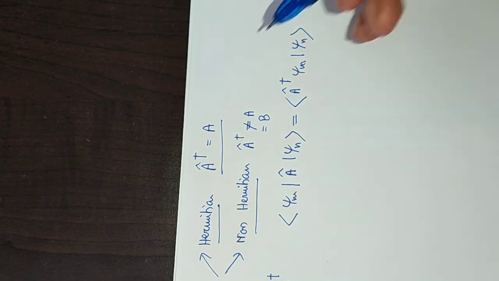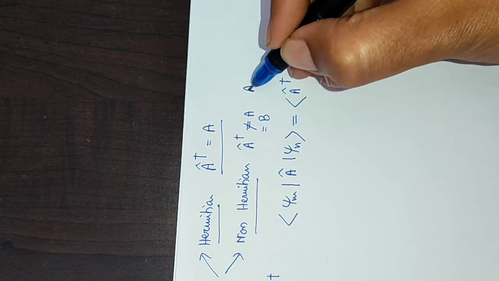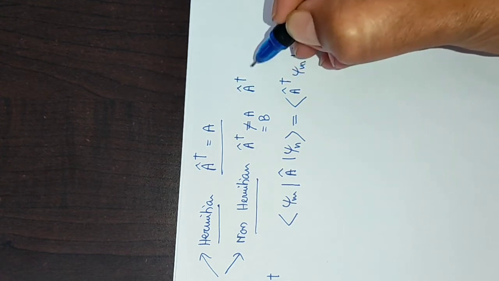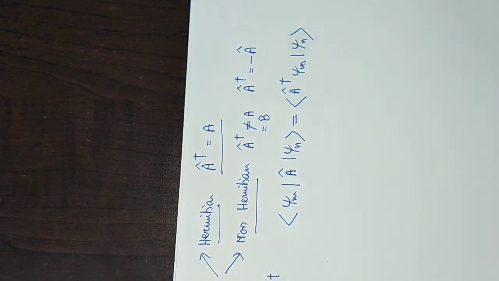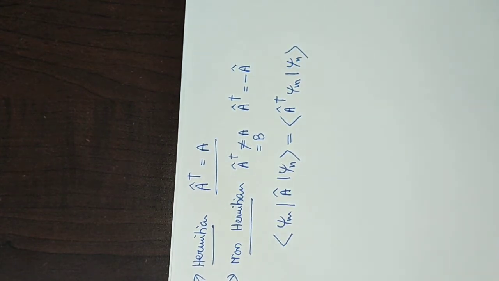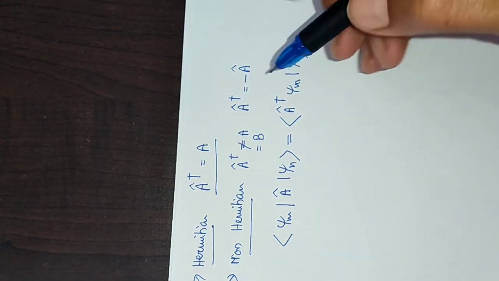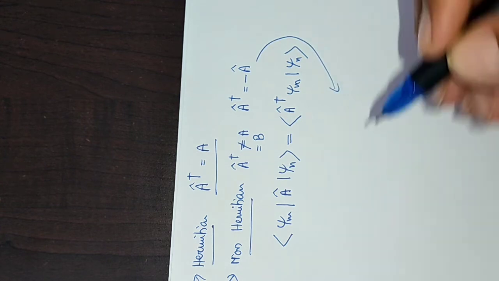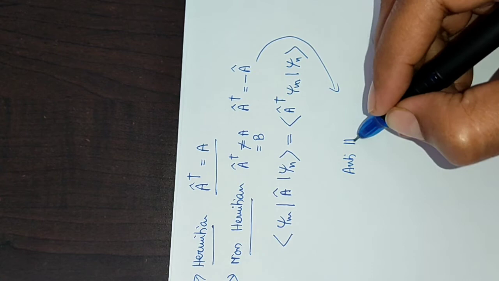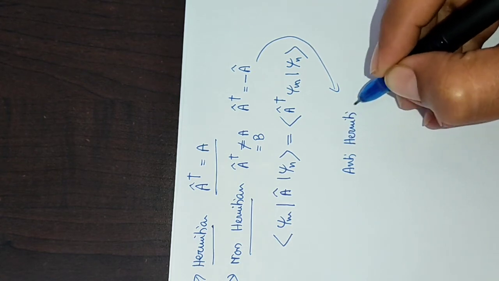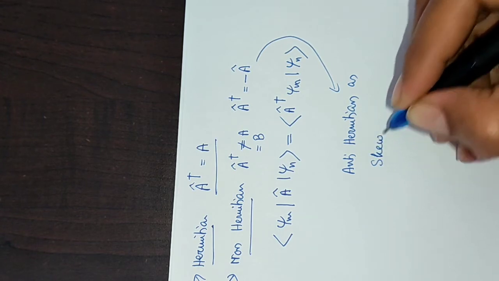Now, in a special case of non-Hermitian, if it comes that A† equal to minus A, it may not necessarily come always. If it comes that A† equals minus A, then this A is said to be anti-Hermitian or skew-Hermitian.